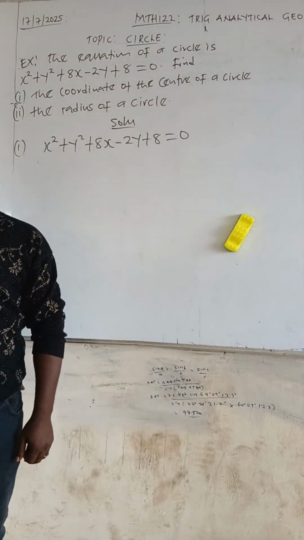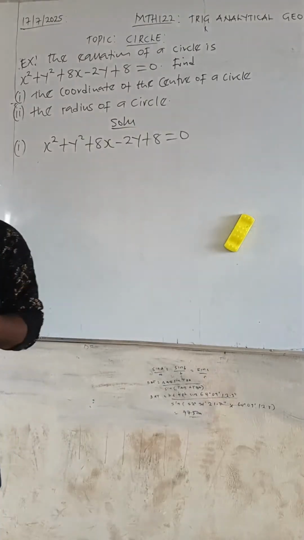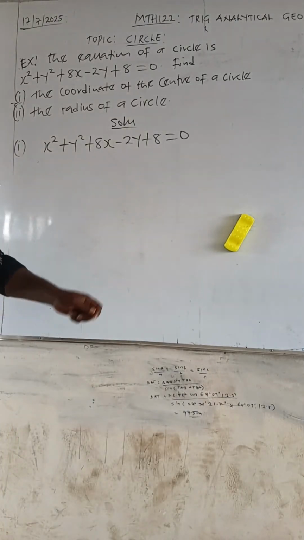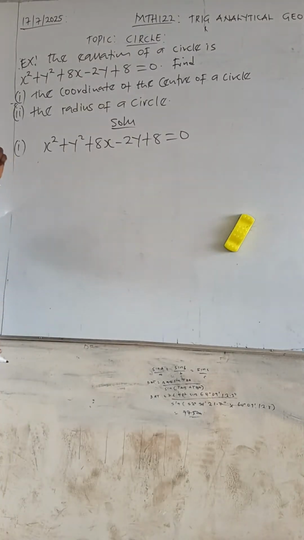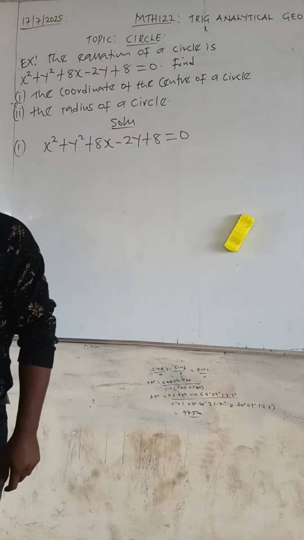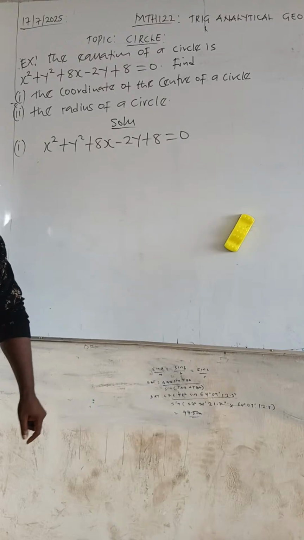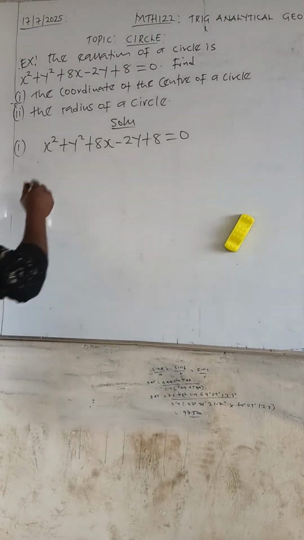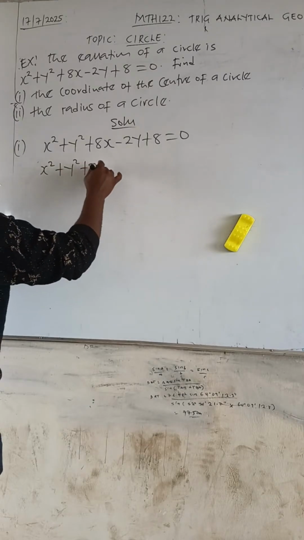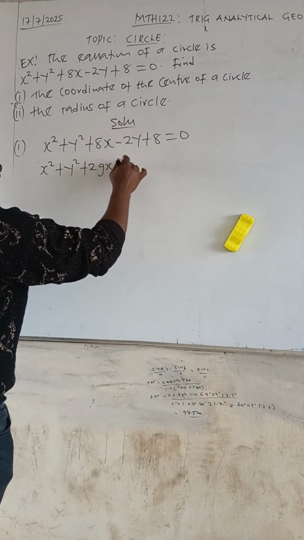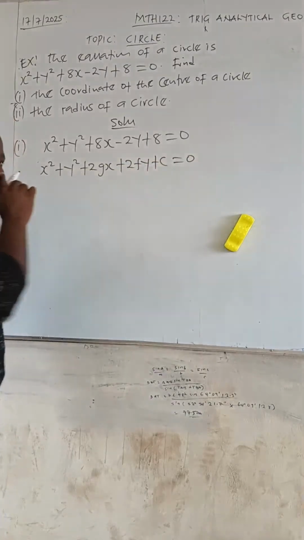So, for you to be able to find the coordinates, what you need to do is use the general equation of a circle and equate it to this. You have to write down the general equation of a circle. Our general equation of a circle is x squared plus y squared plus 2gx plus 2fy plus c equals what?